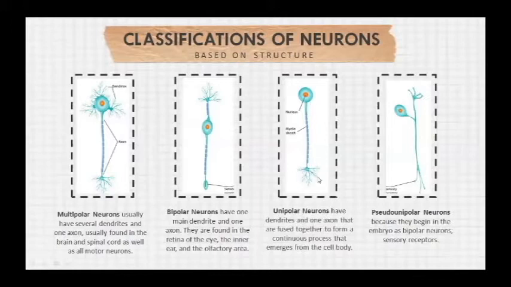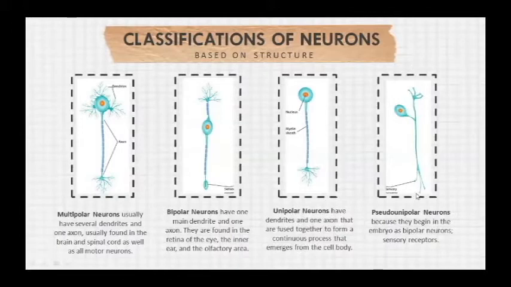Then lastly, we have the pseudo-unipolar neurons, which begin in the embryo as bipolar neurons and are found in sensory receptors. If you look at the pseudo-unipolar neurons, it has dendrites and axons that somehow branch but are still together, and they begin in the embryo as bipolar, that is why they are called pseudo-unipolar neurons.